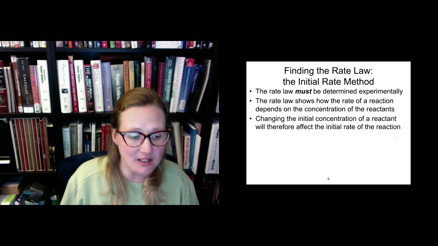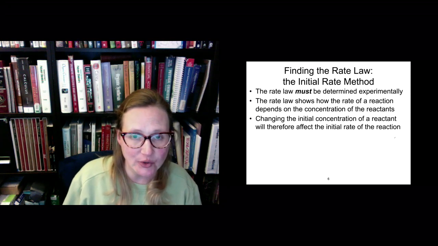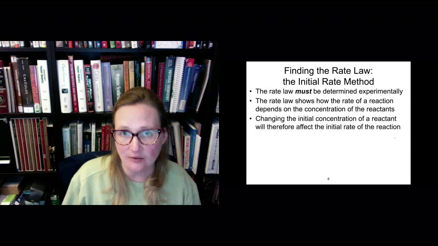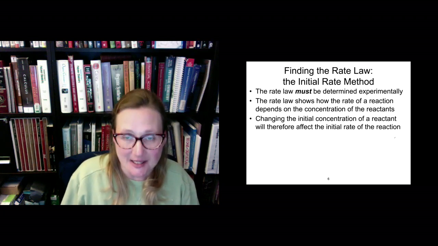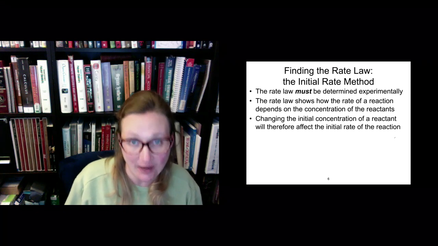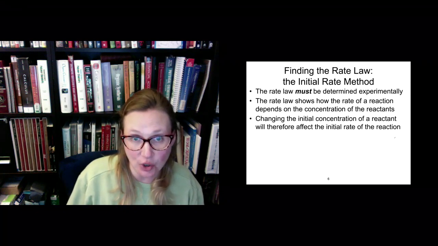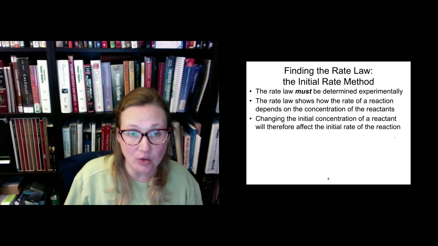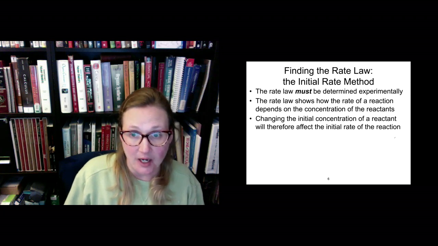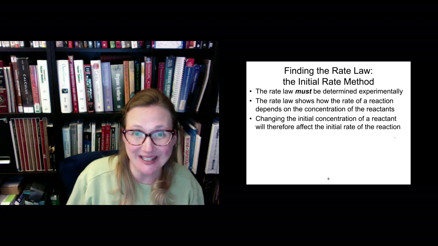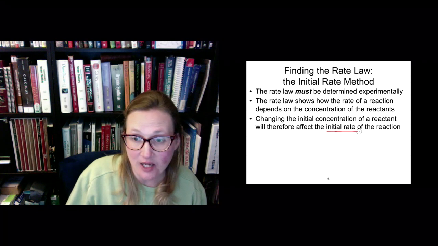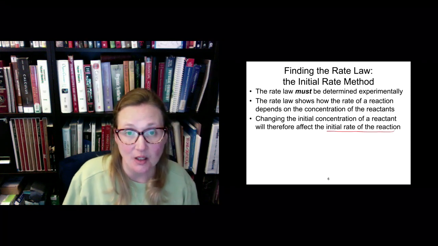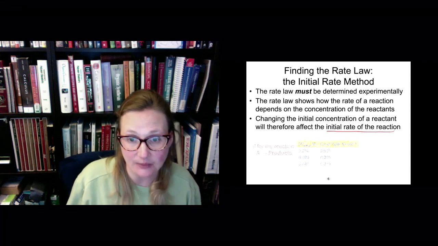All right, so now let's think about how we use experimental data to find a rate law. Importantly, the rate law has to be determined experimentally. You have to do the experiment in order to know the rate law. And so we're going to use the method of initial rates. The method of initial rates is when we look at the rate of a reaction at the beginning of a reaction, right? So the initial rate of reaction is what we're going to use to determine our rate laws.